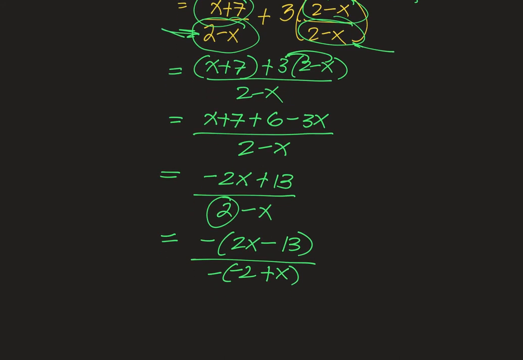Then you can cancel now the negative and negative. You have 2x minus 13. You can arrange this. Start with x with the minus 2 and you got the simplest form.